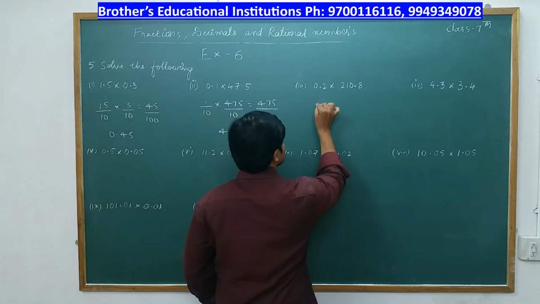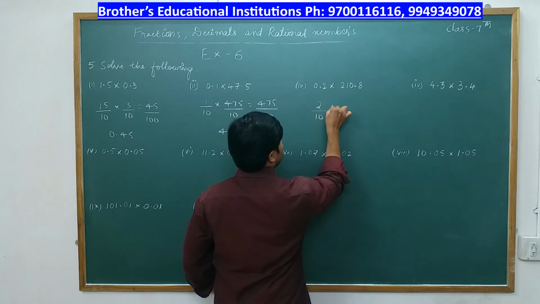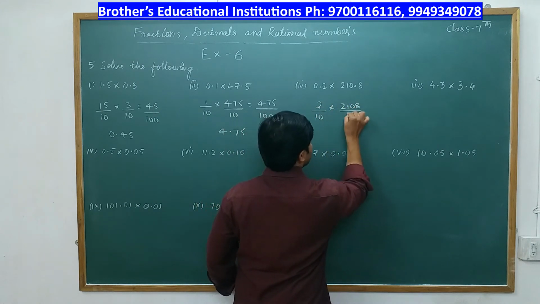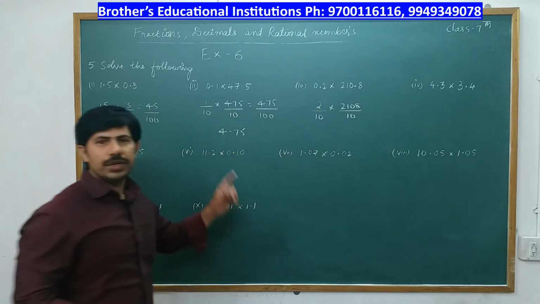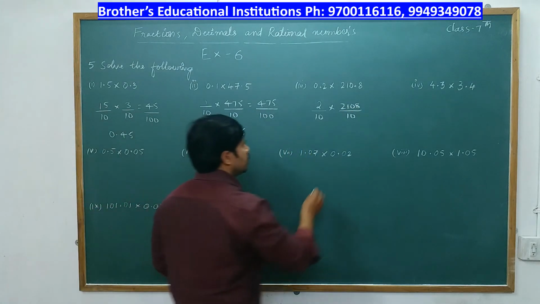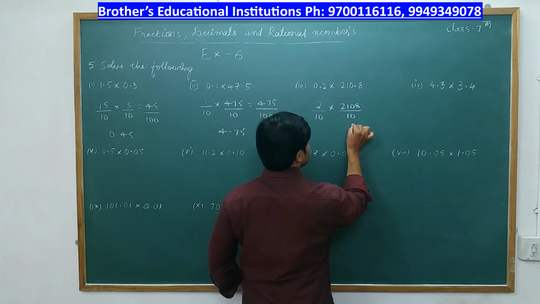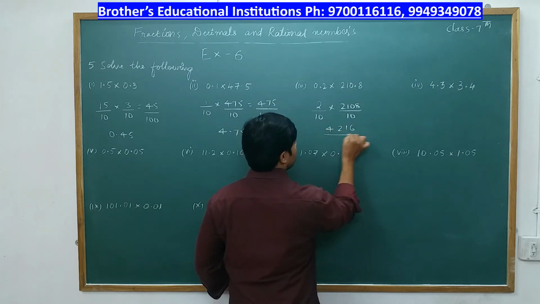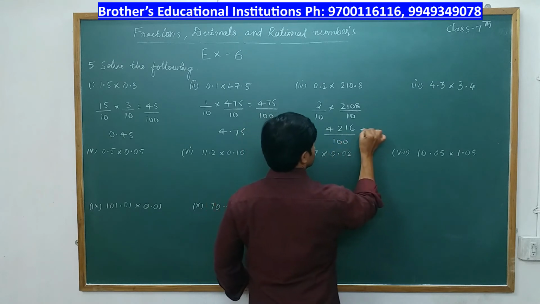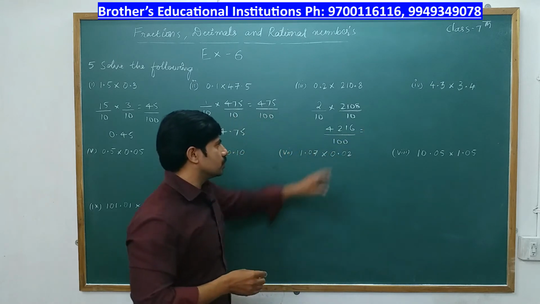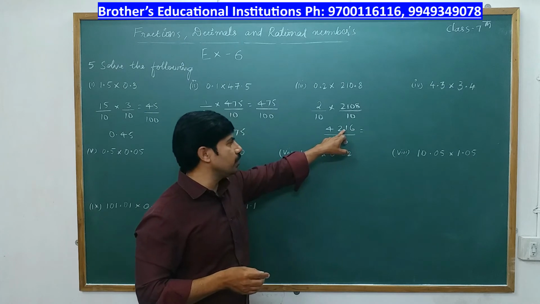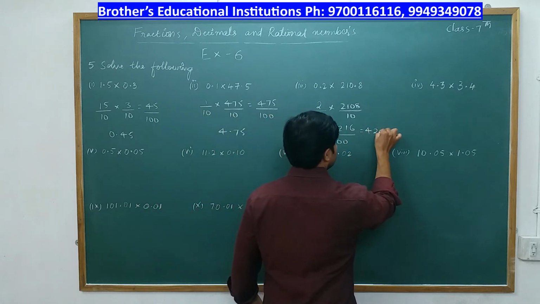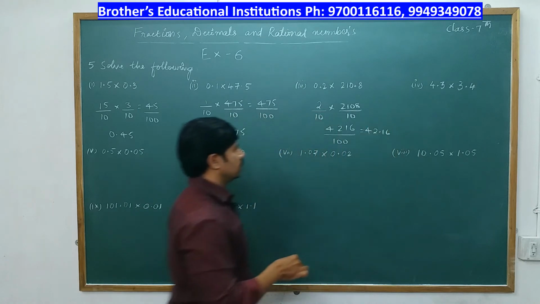Okay. So next one, 0.2 into 210.8. So we write it as 2 by 10 into 2108 by 10. So we need to multiply these two now. See, 2 8s are 16, 2 1s are 2, 2 2s are 4, by 100. So for 100 we have two zeros, so after these two digits we put the decimal. So it is 42.16 is the answer.